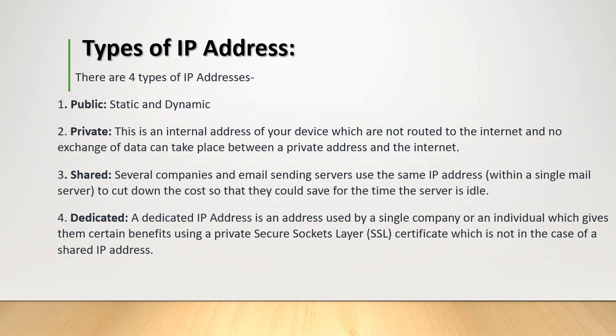That is the dynamic. And private IP, once you connect your router to your devices, where you can access the internet over your network. So each device has a private IP from your router. This is only within the LAN. You cannot communicate outside the internet by using that particular IP. How does it happen? Your device connects to your router and the router connects to the internet by the assigned IP address from your service provider. Shared means some companies that use email sending servers use the same IP address. Why are they using this? To cut down the cost.